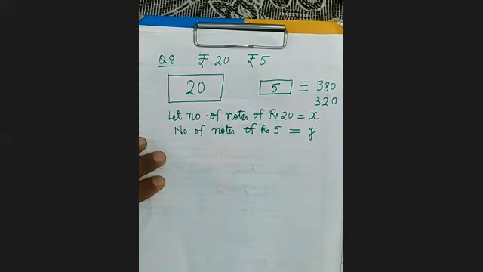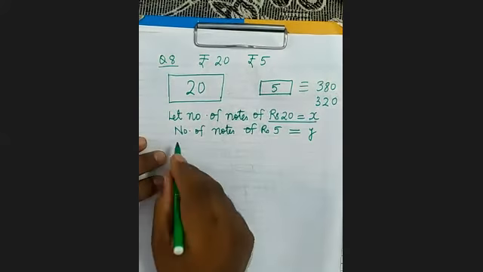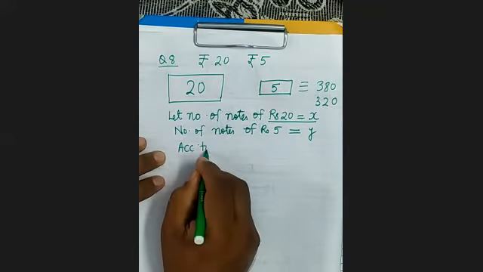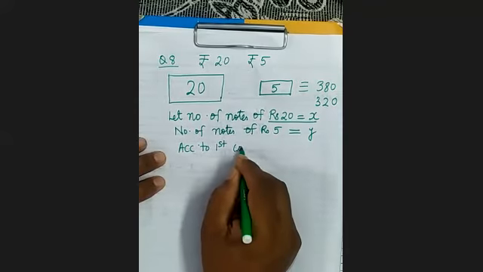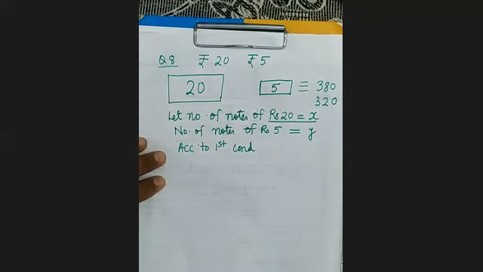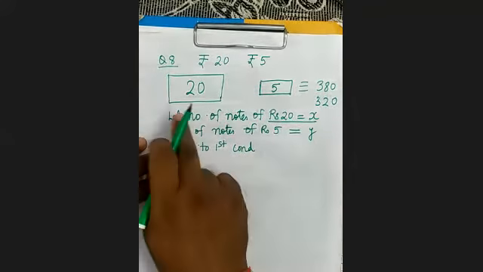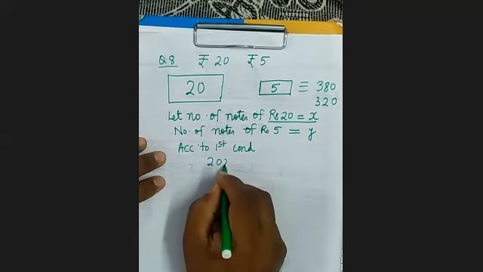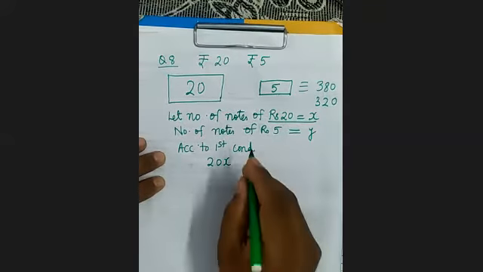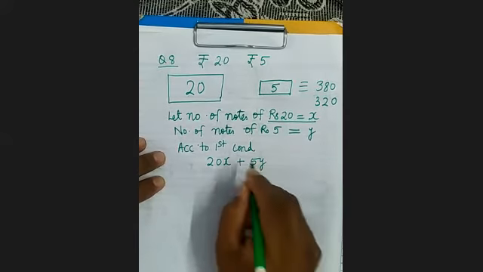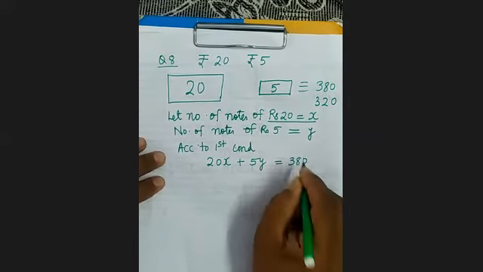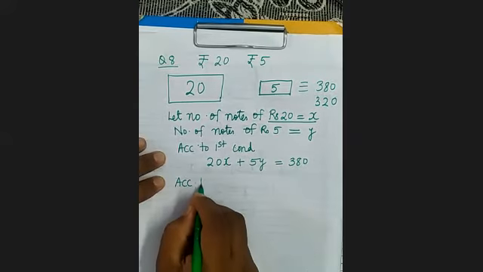Is it clear? Here we have assumed that there are x notes of rupees 20 and y notes of rupees 5. So what will be their total value? What will be the total value of these x notes? 20x. What is the total value of these y notes? 5y. When you add them, it will be equal to 380. Now, according to the second condition.